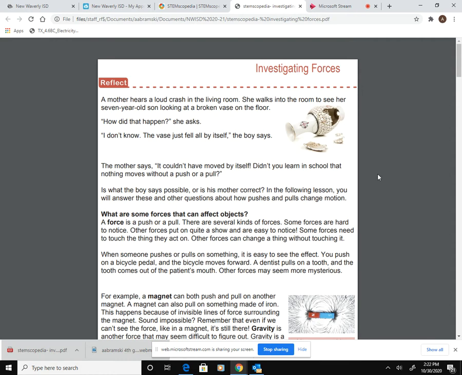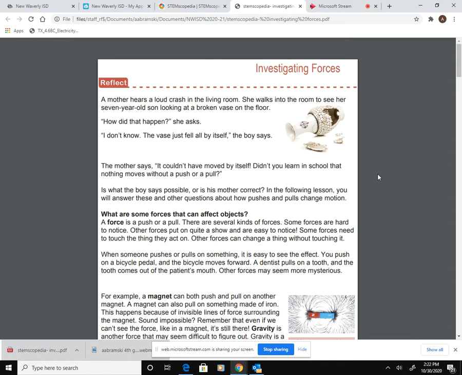What are some forces that can affect objects? A force is a push or a pull. There are several kinds of forces. Some forces are hard to notice. Other forces put on quite a show and are easy to notice. Some forces need to touch the thing they act on. Other forces can change a thing without touching it.